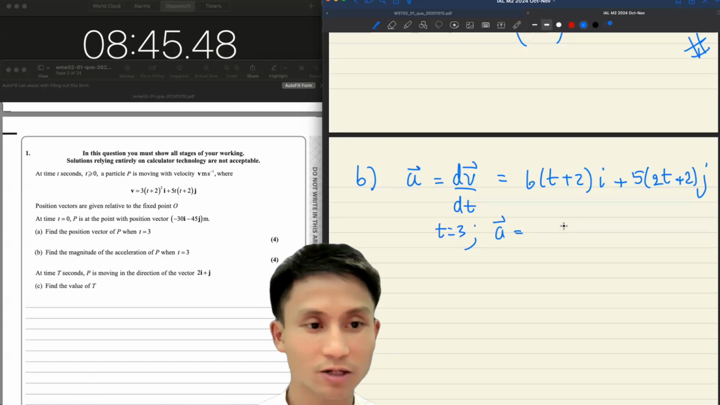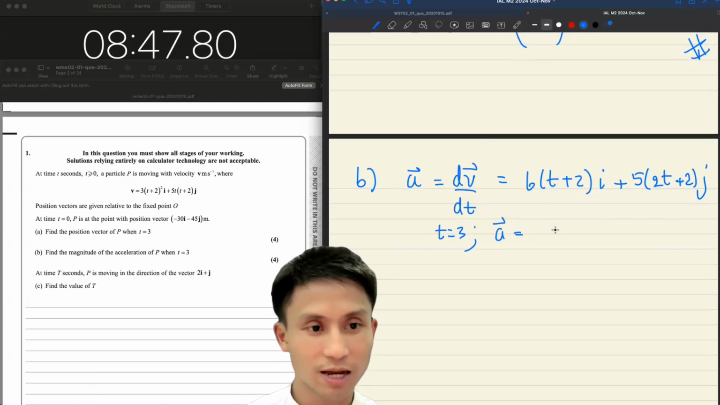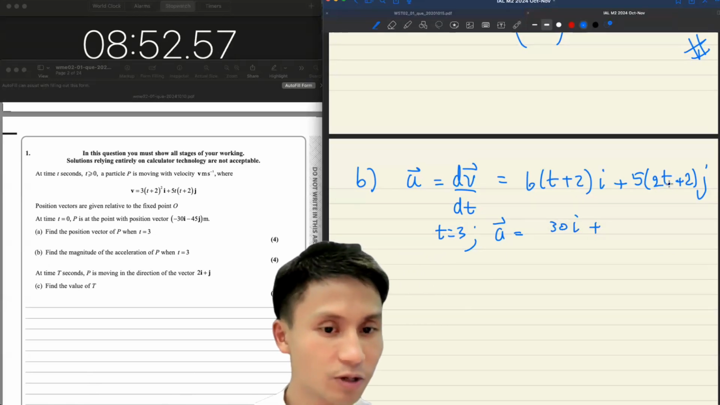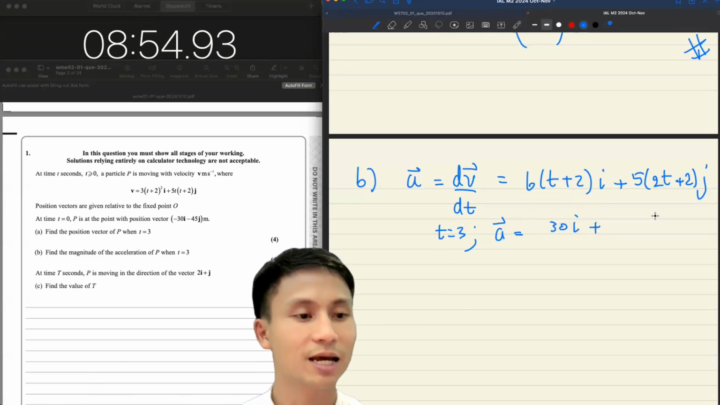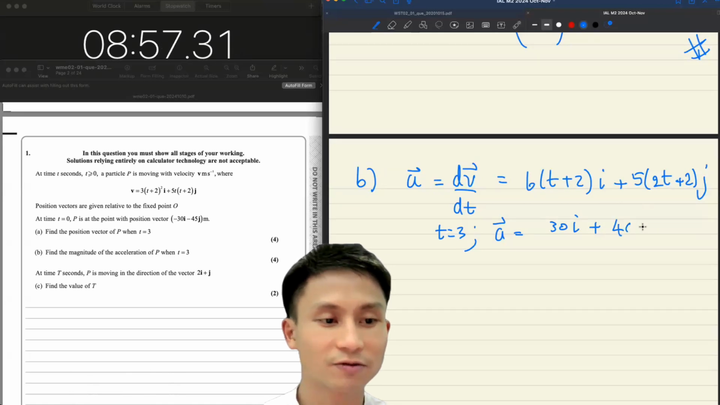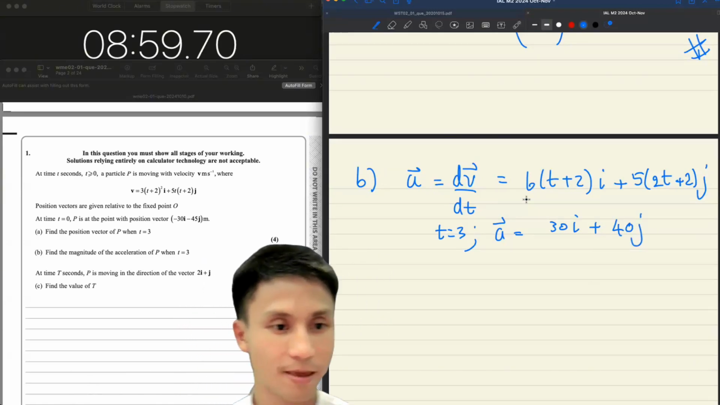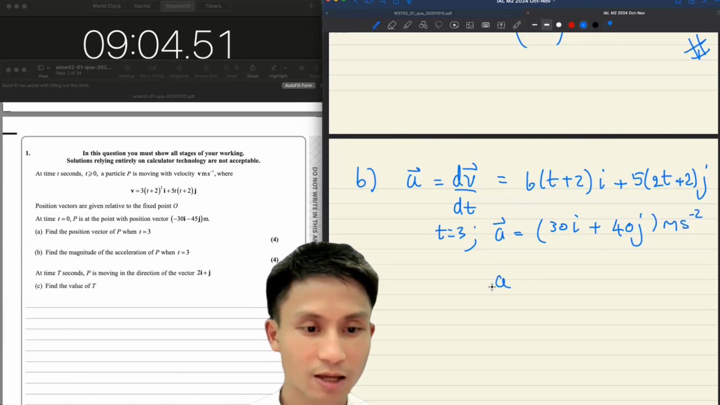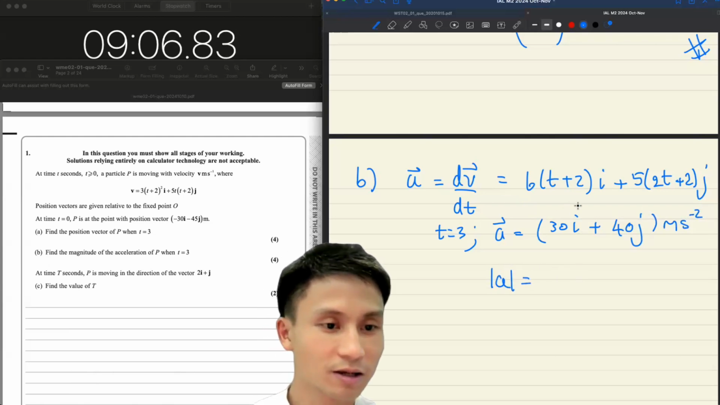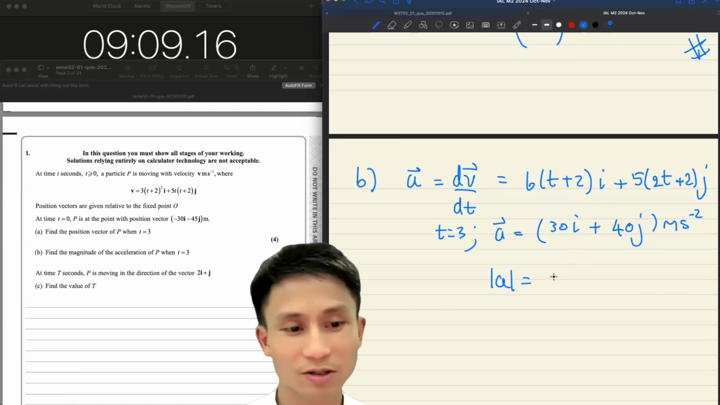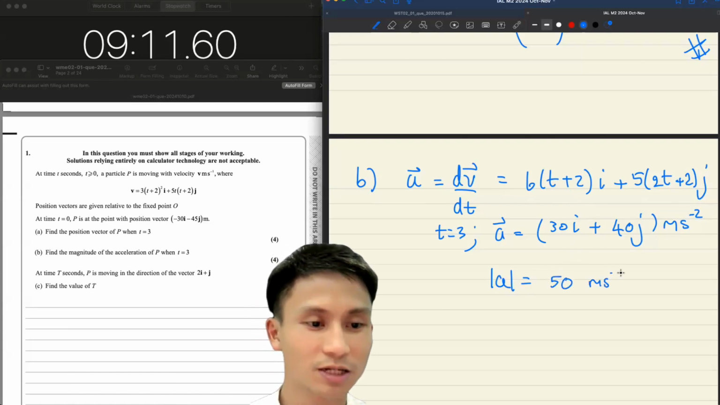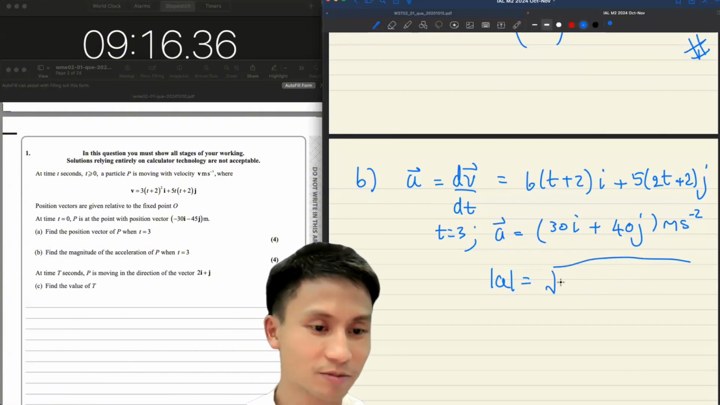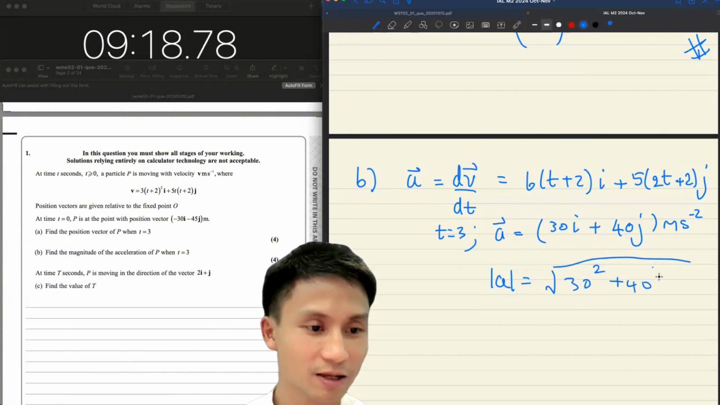So acceleration would be, putting in 3 there, we get 30i plus, putting in 3 here is 6 plus 2 is 8. 8 times 5 is 40. Okay, so that's meters per second squared. So the magnitude of acceleration, 30 and 40, 3, 4, and 5, that's Pythagoras. So we get 50 meters per second squared. All right. Or we need to show some working there because it might be too fast.